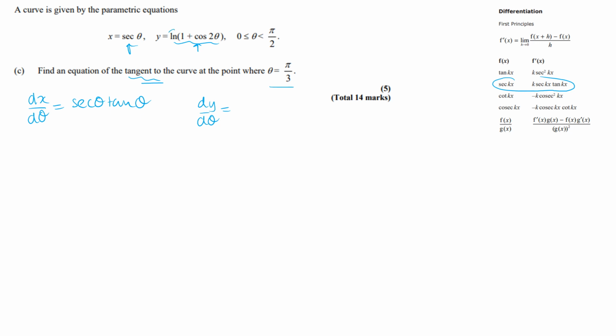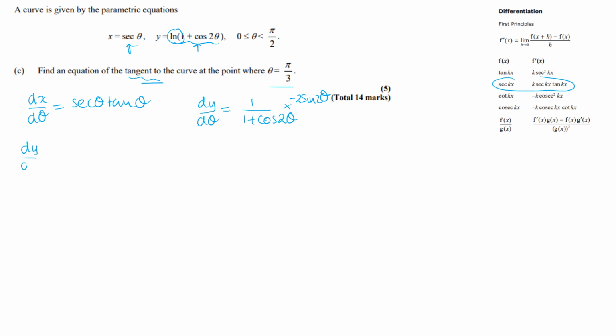Differentiating with respect to the outside first, ln will differentiate to 1 over 1 plus cos 2 theta, treating the inside as if it was just theta. Then we have to times by the differential of the inside function. So 1 plus cos 2 theta is going to differentiate to minus 2 sine 2 theta. Now we're going to make our chain.